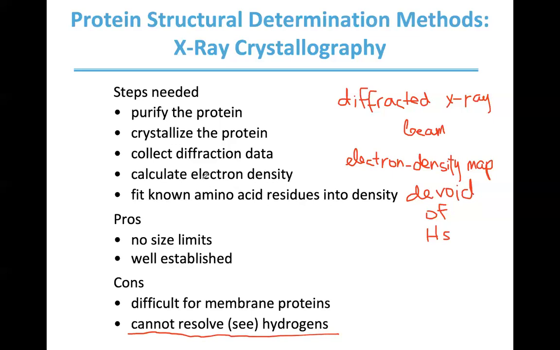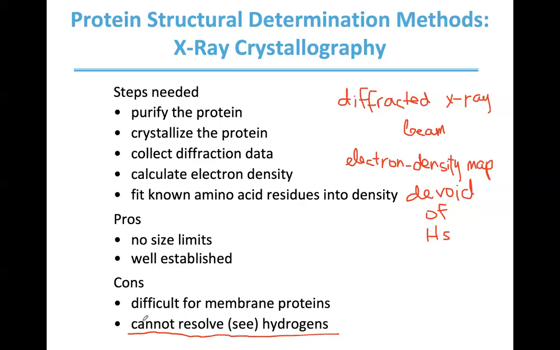All right. Collect diffraction data. So once you have a nice crystal, remember, it doesn't matter how many crystals you have. What matters is that you have one nice, beautiful crystal. Right? Once you have a beautiful crystal of a certain size, you can collect diffraction data, calculate electron density, and fit amino acid residues into the density, right? So then you have the density, and then you know which amino acid has specific density. You know that because the software will tell you this is glycine, this is valine, and so forth. So pros: no size limits, well established, very classical.